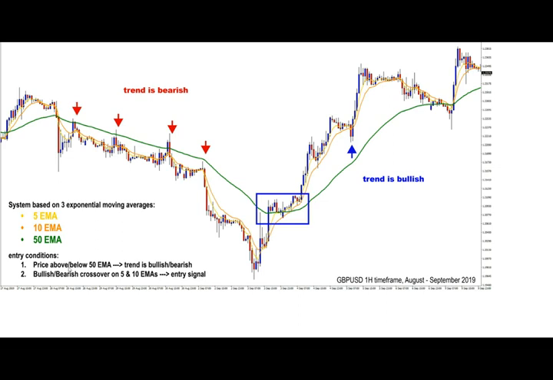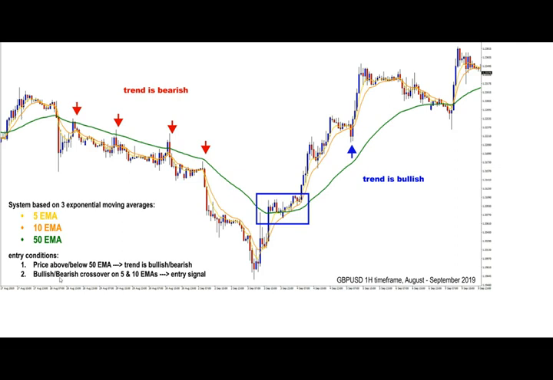The first condition is that we need to have the price either above or below the 50 period exponential moving average. That is the green line on this chart, and as you can see on the left side here, we have a downtrend, and on the right side we have a bullish trend in our case.